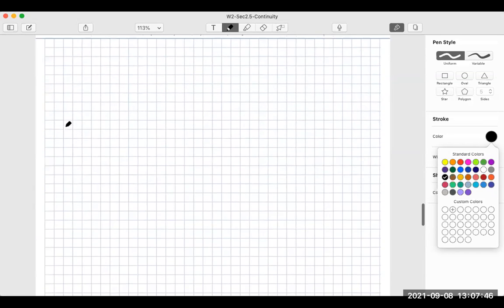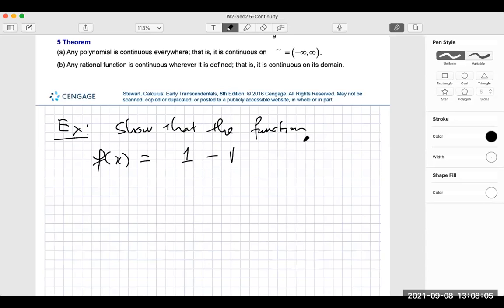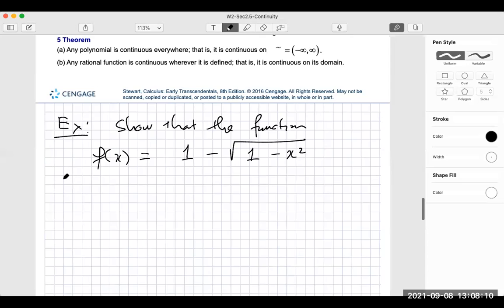Now, do this example. Show that the function f of x is equal to 1 minus square root of 1 minus x squared is continuous on the interval from -1 to 1.